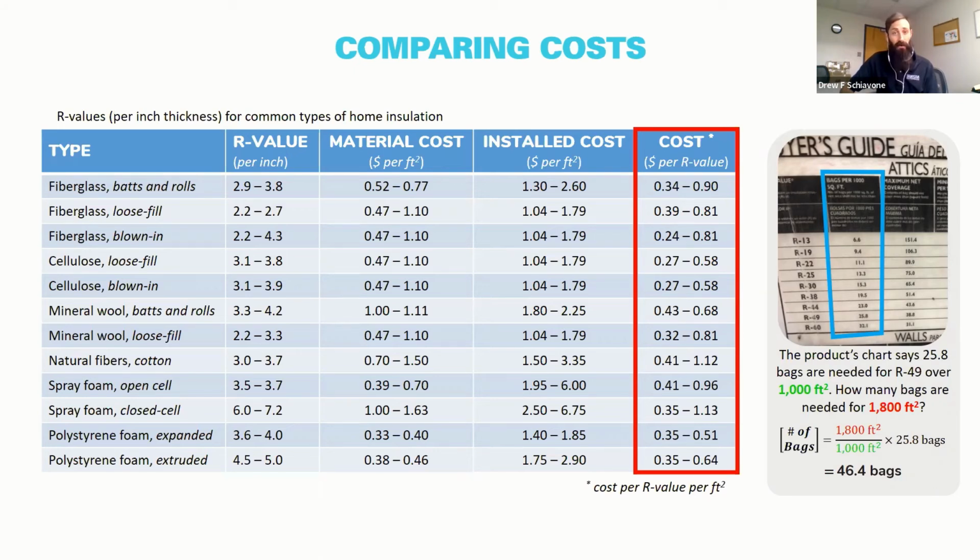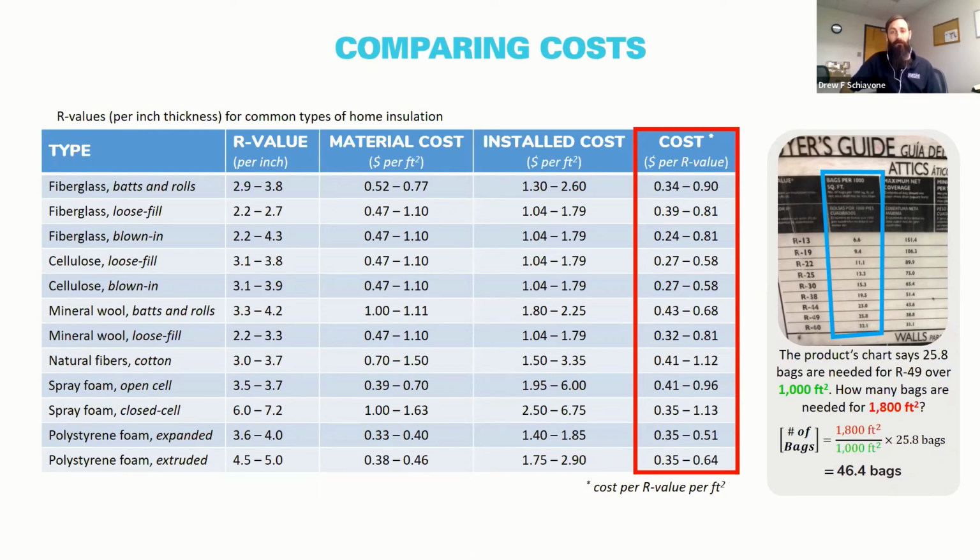Material cost: if you're doing it yourself, you're only going to be interested in that material cost. I've included the installed cost of labor and materials in that installed cost column, if you're having a contractor do it. All I've done here to determine this is divide the installed cost by the R value of that material. That way I know how much I'm paying per R value. And so regardless of whatever R value I'm reaching, I can get an R49 with whatever material I want, and I can compare those on a cost basis.